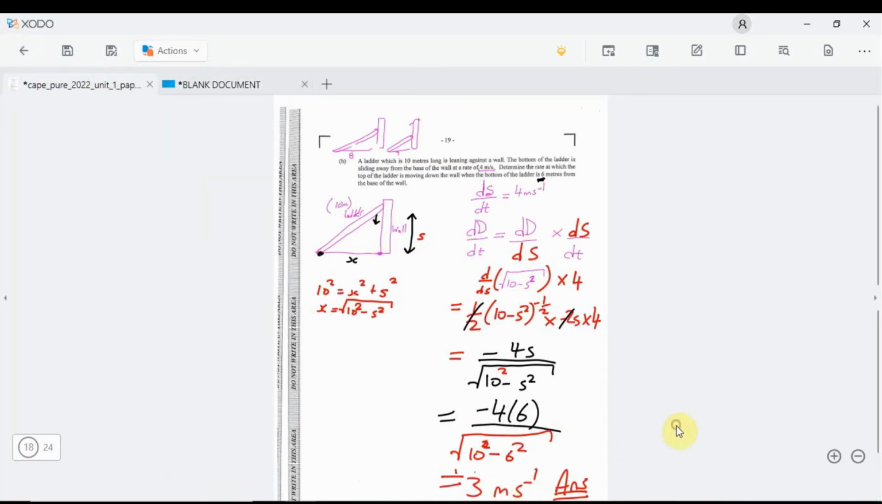Easy. 3 meters per second it's sliding down. We ignore the negative. The negative just means it's going down.